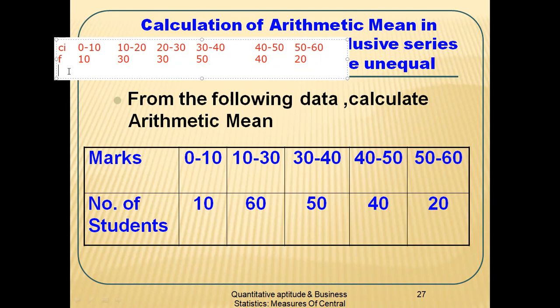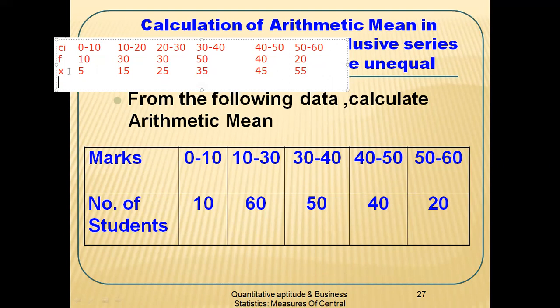First step is to calculate the mid value. The mid value here for 0 to 10 is (0 plus 10) by 2, that is nothing but 5. The next mid value is 15. The next mid value is 25. The next mid value is 35. The next mid value for 40 to 50 is nothing but 45. And the next mid value for 50 to 60 is 55. So these are the mid values.